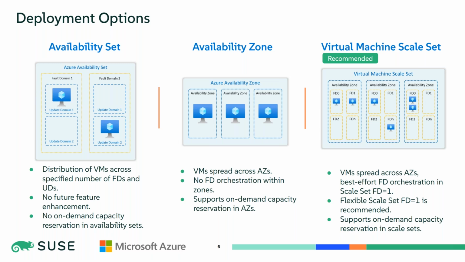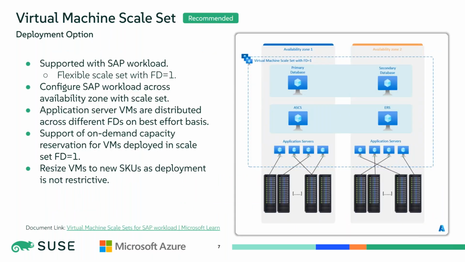Currently the supported mechanism of virtual machine scale set is FD equal to 1. I will be covering more details in the next slide. In this virtual machine scale set, there are two orchestration modes, uniform and flexible. For SAP workload, we basically support only flexible orchestration for virtual machine scale set with FD equal to 1.